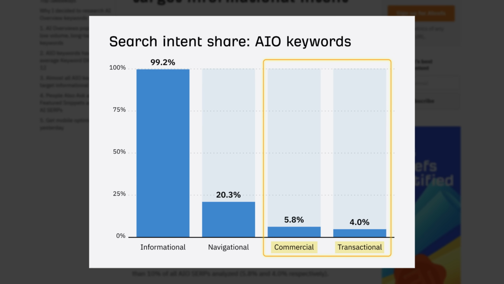Commercial and transactional keywords are harder to come by, making up less than 10% of all AIO SERPs analyzed. But this might change when ads are present.